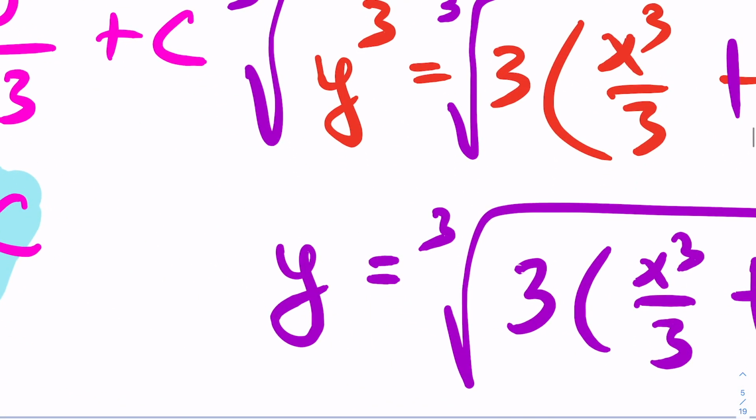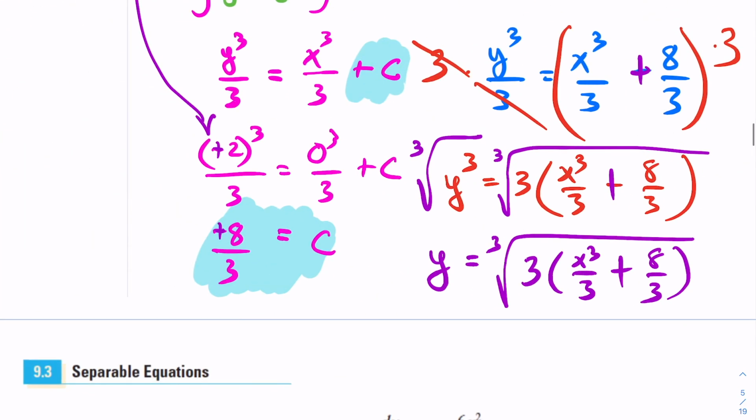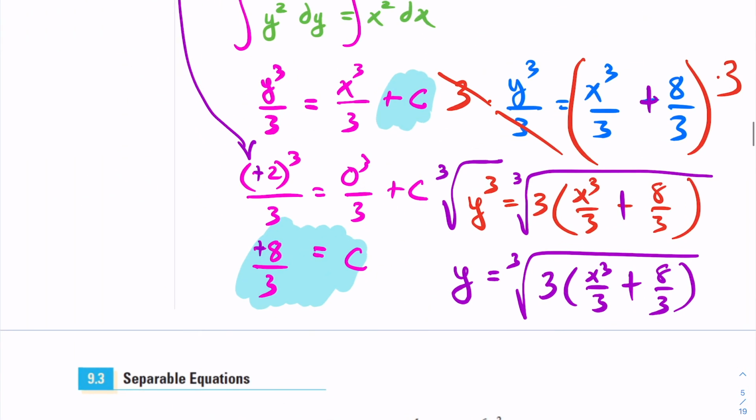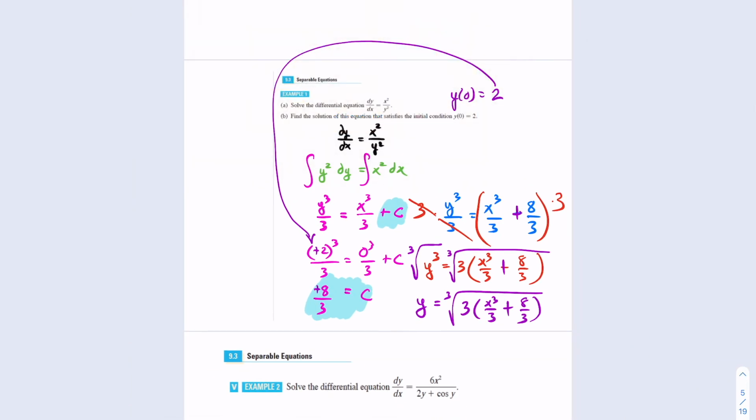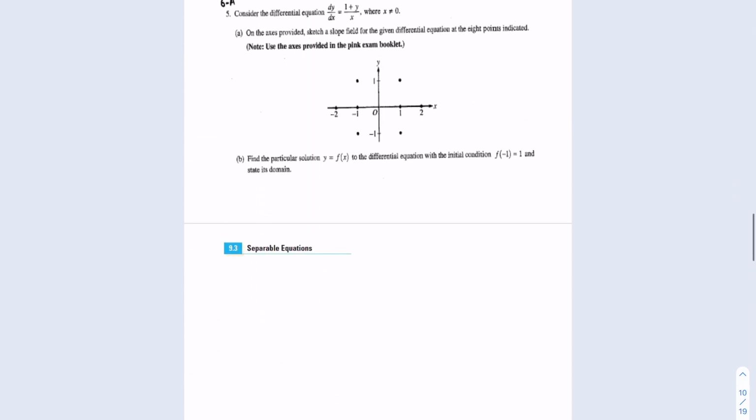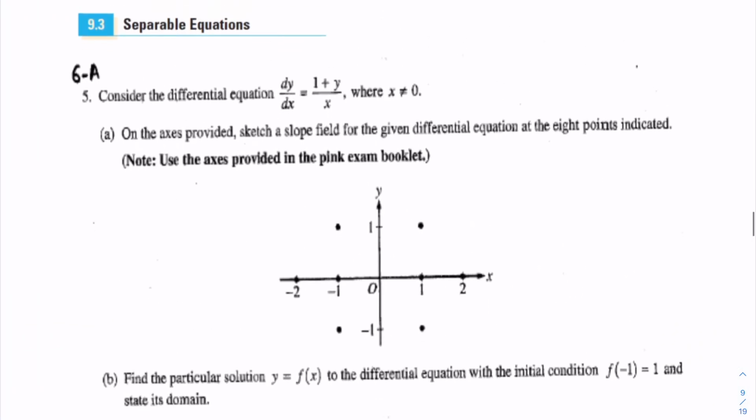Now with cube roots, there is no plus or minus. That's not how cube roots work, okay? Because it's an odd degree there. But there you have it. We separated, we integrated, we found our c, and then we isolated. Hopefully you got that practice in. Okay? All right, here's the last one. This is a free response question. Okay? Almost always will you get this question on FRQ number 6.